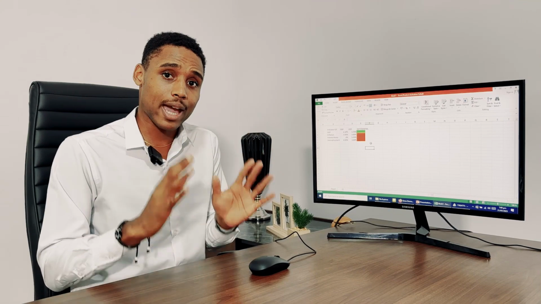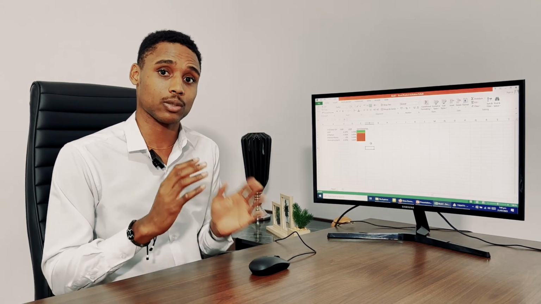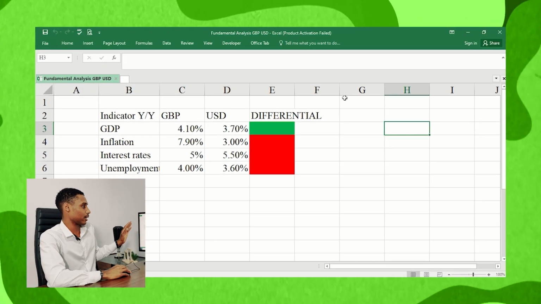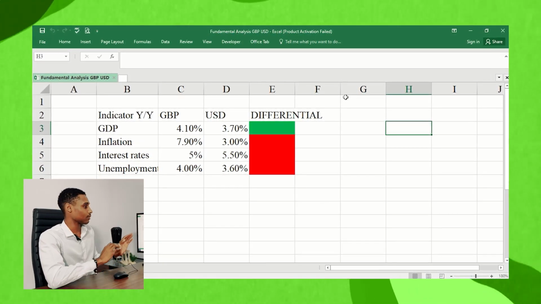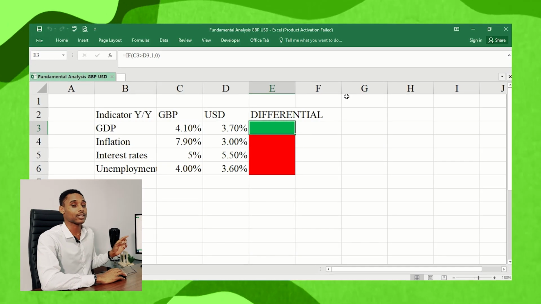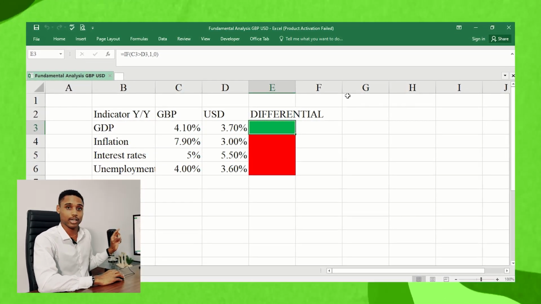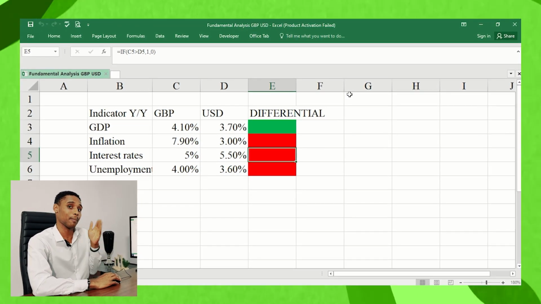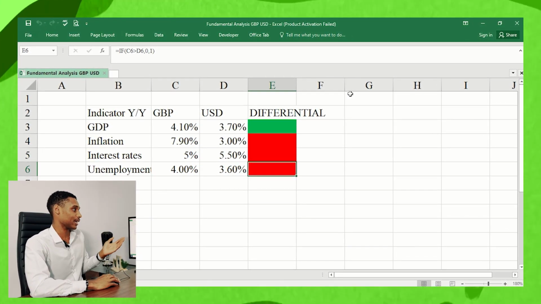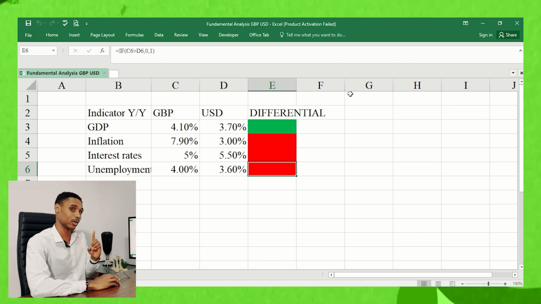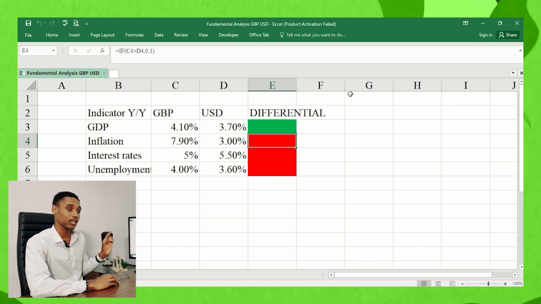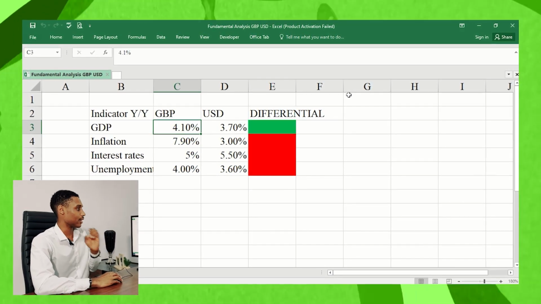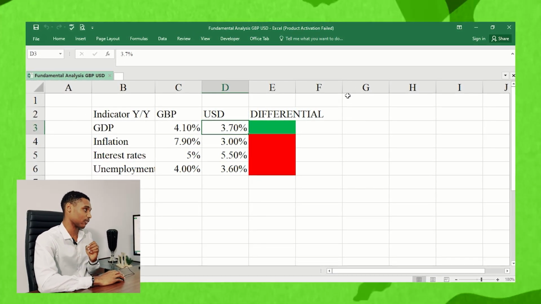So now that we have gathered the data for our fundamental analysis, we've put them in the Excel sheet, and we've just come up with a very basic differential. If it's green, that means that the difference between the indicators is a bullish signal for the pound. If it's red, that indicates a bearish signal for the pound. And as you can see, it's mostly red with only one green, being that the GDP for the UK grew faster at 4.1% than the US GDP, which was 3.7%.